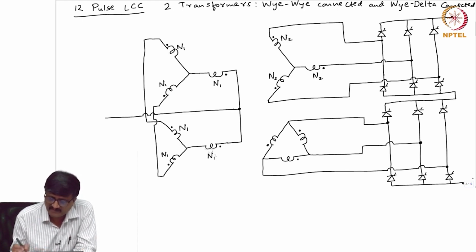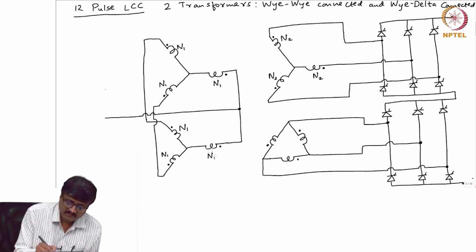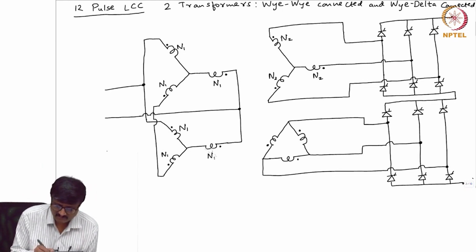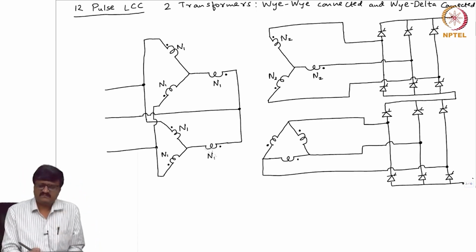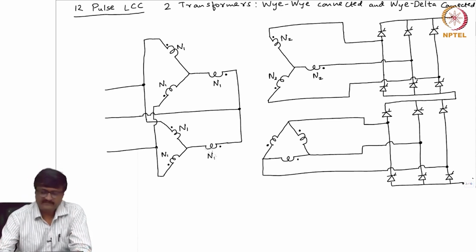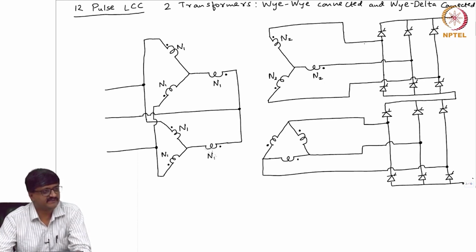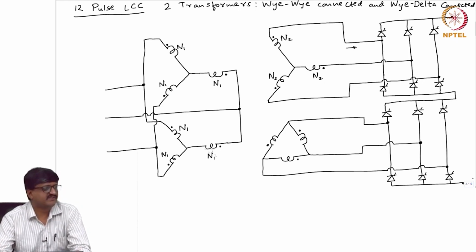So, this is one terminal. This is one terminal. This is another terminal. And I will give some names for the currents that flow into the AC side of the 6 pulse LCCs. Now, I use the complex notation or phasor notation. So, not the instantaneous, the phasor notation.